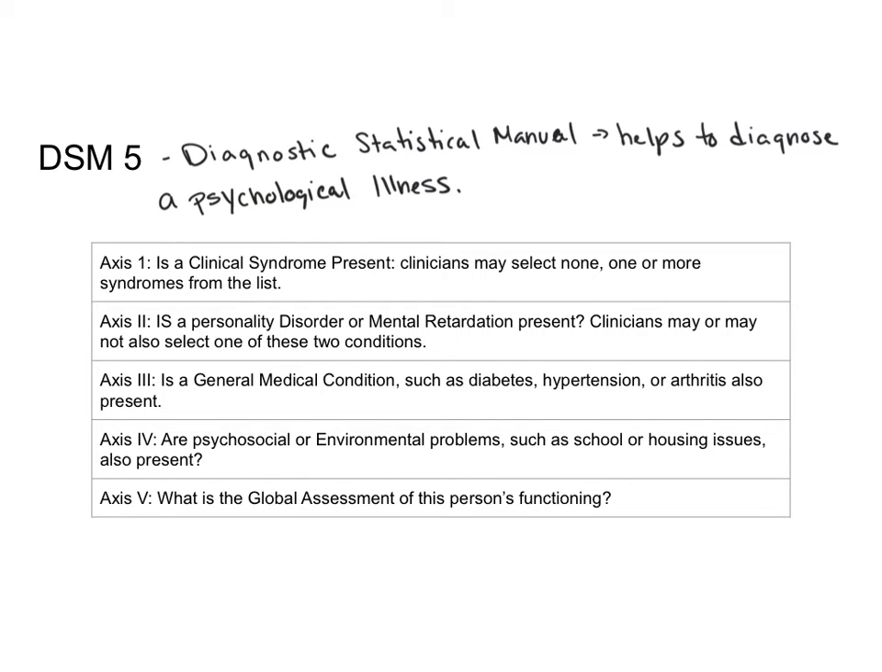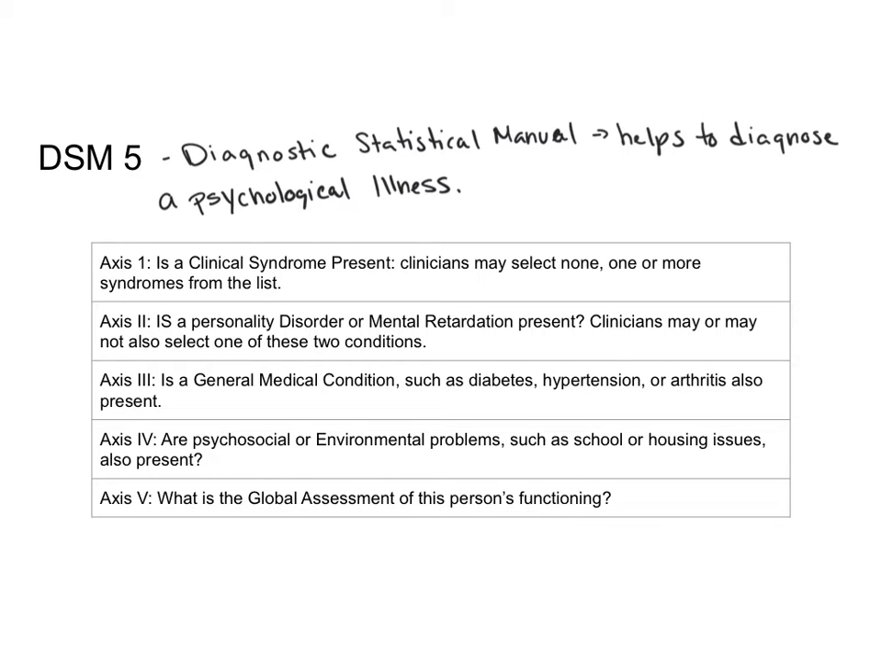And they take a look at 5 axes. The first is clinical syndromes. Are there any clinical syndromes present? Second, is it a personality disorder, or is there a mental retardation present? Third, general medical condition. Is there anything medically going on that we need to be aware of? Fourth, is there any psychosocial or environmental problems that we need to be aware of? And finally, what is the global assessment of this person's functioning?